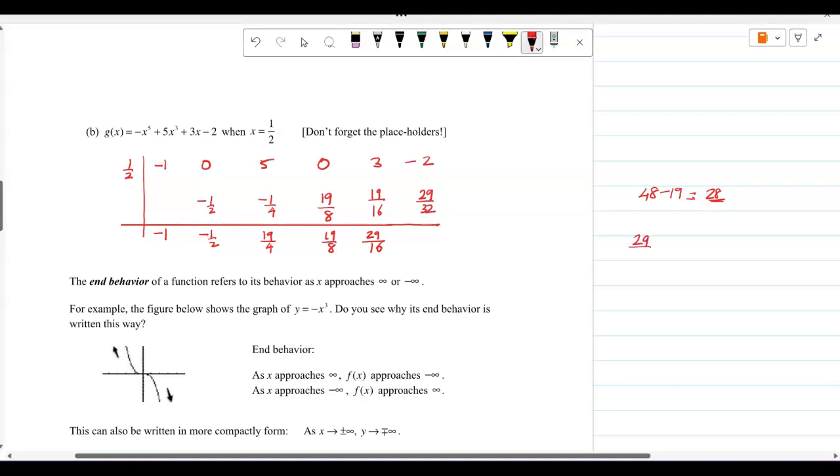So 29 over 32 minus 2, LCM is 32, 29 minus 64, correct? So how much is that? 64 minus 29, 9 and 5 is 14, correct? 35. Yeah, minus 35 over 32. Did you get that?